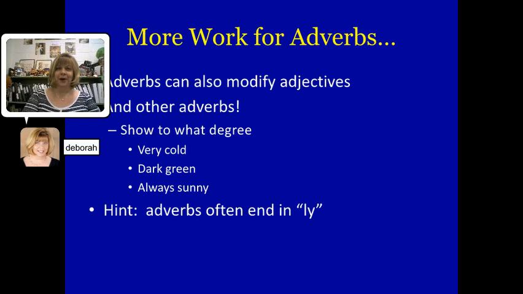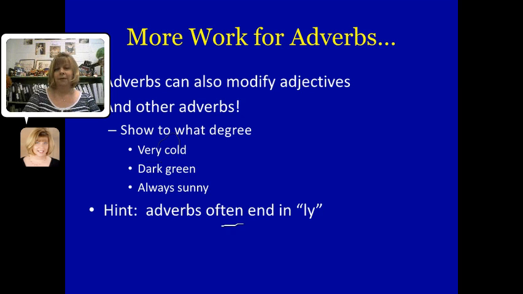Now, adverbs are some of the hardest working parts of speech because in addition to modifying the verb itself, an adverb can also modify an adjective or even another adverb. It can show to what degree something happened. So you say the room was cold. How cold was it? It was very cold. So here you have the adverb modifying the adjective cold. That something was green, but not just regular green, it was dark green. That the beach was sunny, but not just any kind of sunny, it was always sunny.